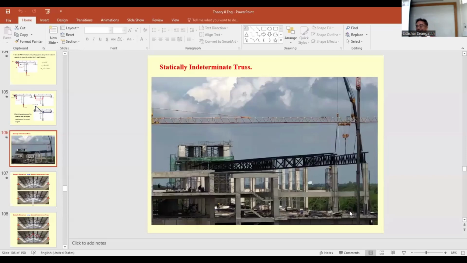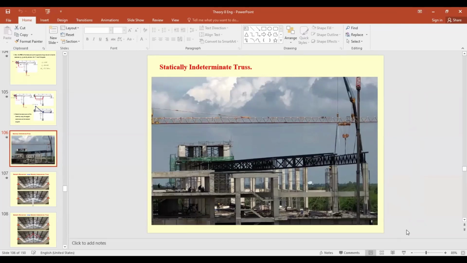Okay, class, let me move you to the next topic. We are going to study the statically indeterminate truss, and I will show you some pictures. On this picture, there is the construction of the truss. This picture shows you the truss of the roof of the digital building.